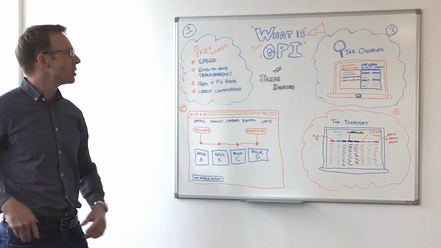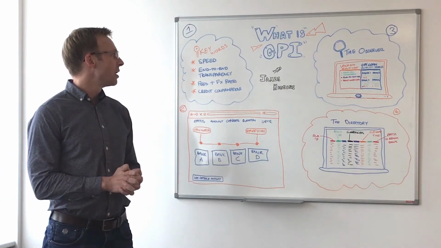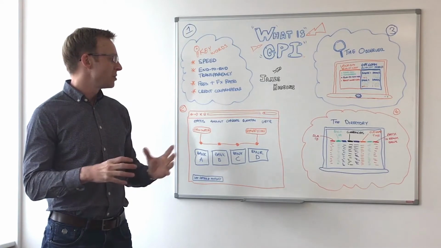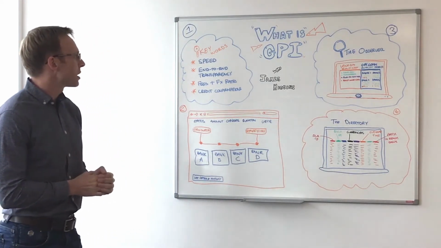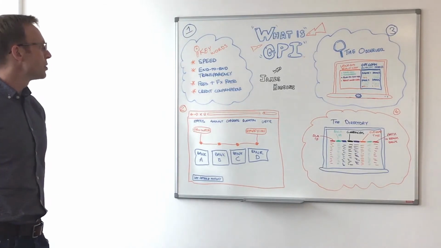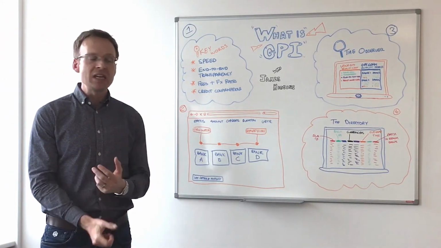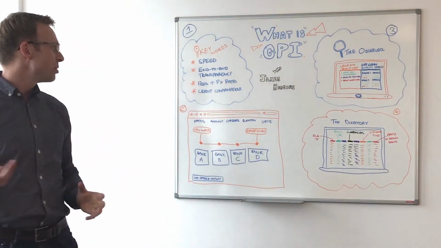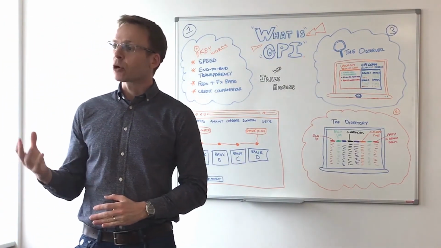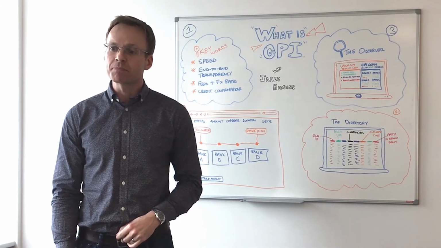So three core components, but in summary, what GPI is to the ultimate users is a provider of speed on cross-border payments. It provides end-to-end transparency. It provides detailed information on fees and charges, and it provides the ability to receive a credit confirmation when the payment is received by the beneficiary.